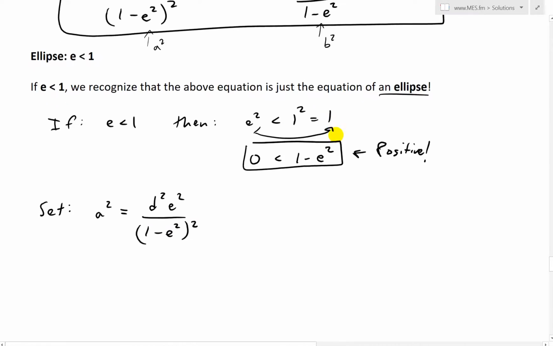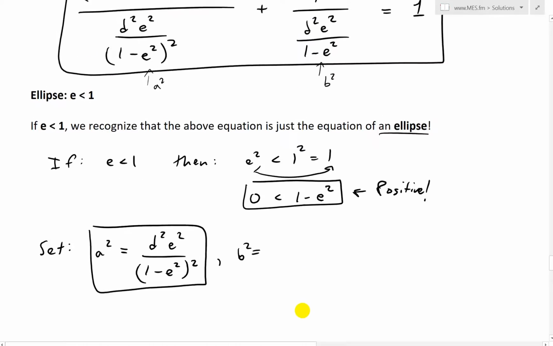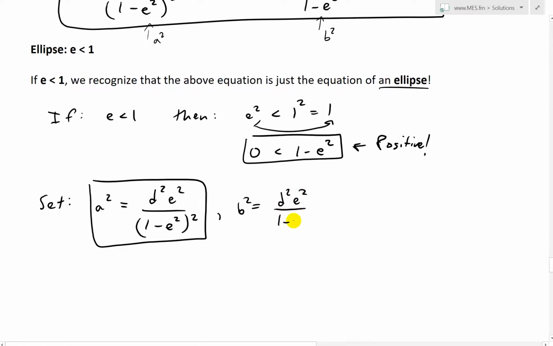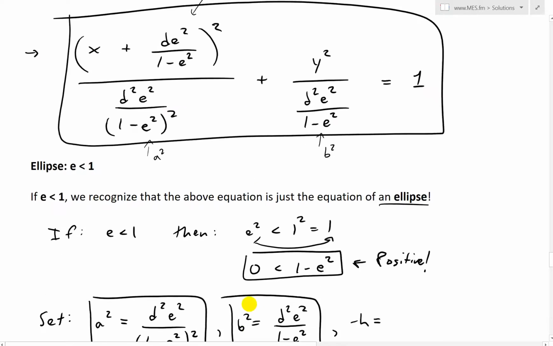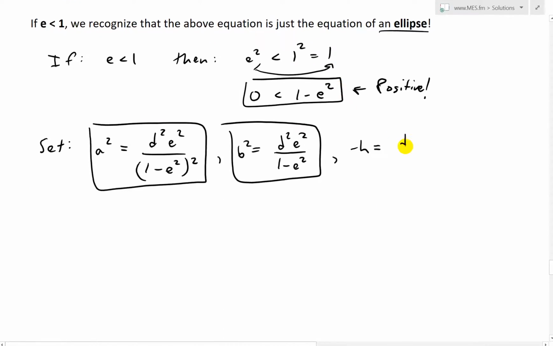And here I'm going to set this as negative h, because this is standard shifted conics, and I'll explain that in a bit. So I'm going to set this one like this, and then I'm going to set b squared equal to this part here, d squared e squared over 1 minus e squared, like this. And then finally I'm going to set negative h equal to d e squared over 1 minus e squared. I'll set that as negative h.